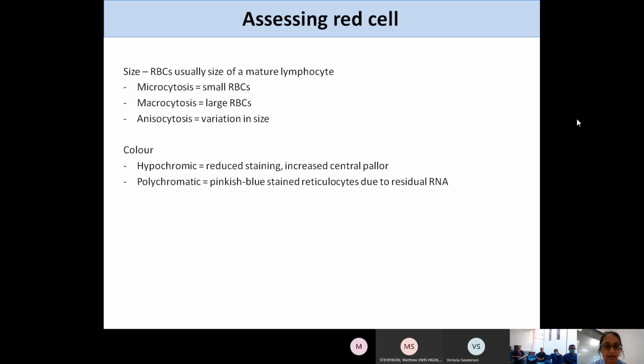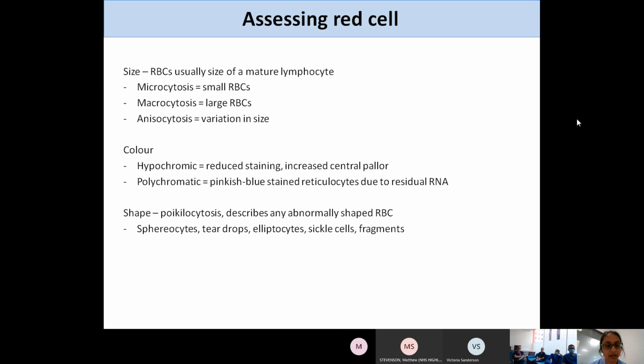We usually talk about the color of the red cells. So we'll talk about some red cells being hypochromic, so they have reduced staining and an increase in their central pallor. And we can also talk about polychromatic red cells. These are red blood cells that have a pinkish blue tinge to them, because they have residual RNA. It's usually reticulocytes, which are slightly more immature, that still retain RNA that takes up the basic blue dye. We don't really talk about hyperchromic cells in general. We would say that they were dense cells, so you won't hear the term hyperchromic usually in the blood film description.